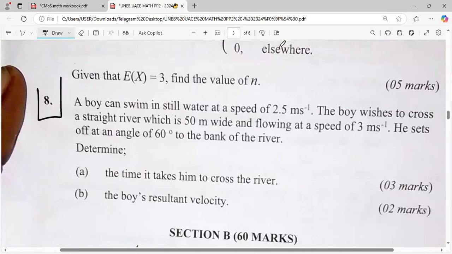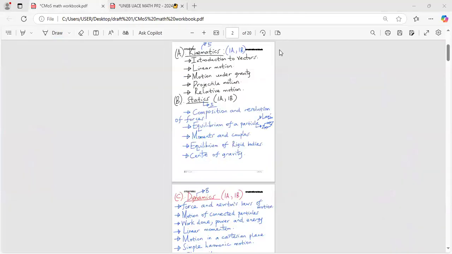So let us confirm, is it actually kinematics? Number 8, if it is kinematics, which topic? Every time you see these things, you just look at those topics under kinematics. You can literally tell the topic from which it was obtained. Look at those topics under kinematics.